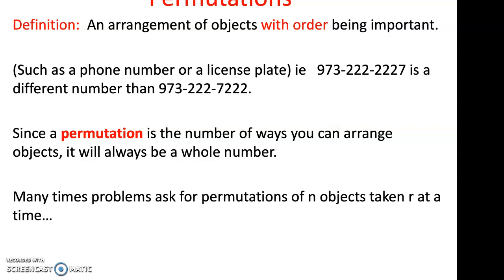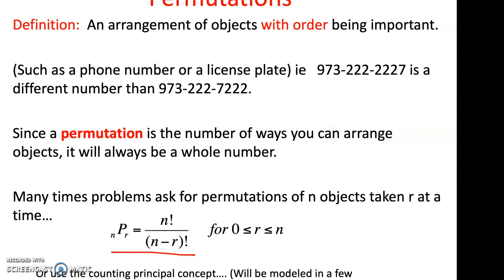Many times, problems ask for permutations of n objects taken r at a time. So this means that you may have 5 objects, but we want to take 3 of them. We're going to explain what that means in a little bit. This is the formula we will be using for it, which again, I'll explain in a little bit. And then I'll also show you a different way of doing it using the counting principle with permutations. I'll model that as well.